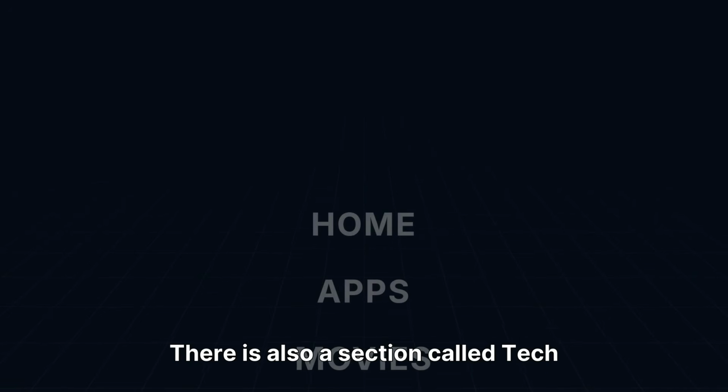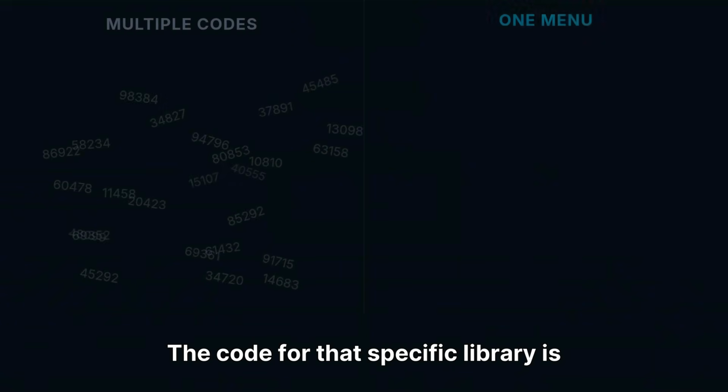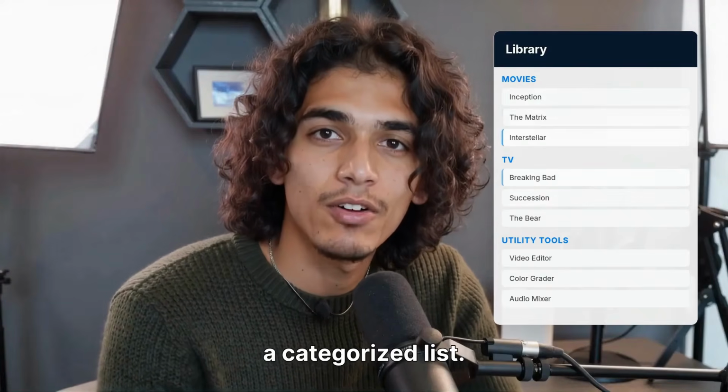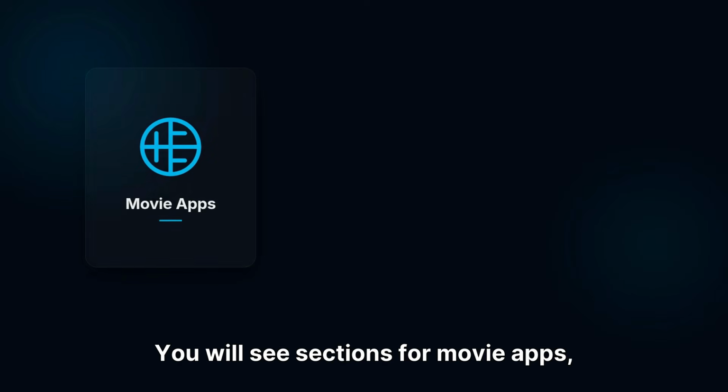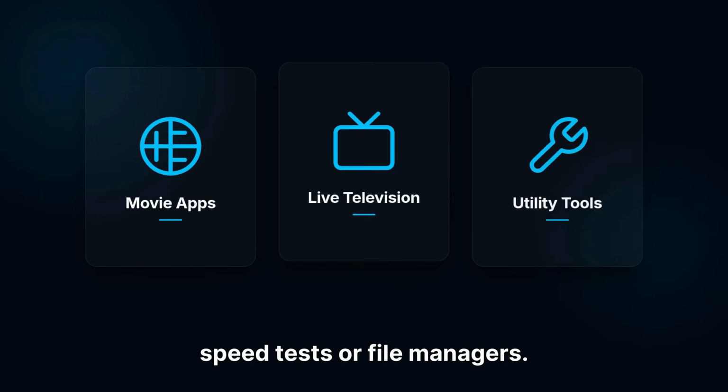There is also a section called Tech that leads to a massive library. The code for that specific library is often 59859. When you enter that, it opens up a categorized list. You will see sections for movie apps, live television, and even utility tools like speed tests or file managers.